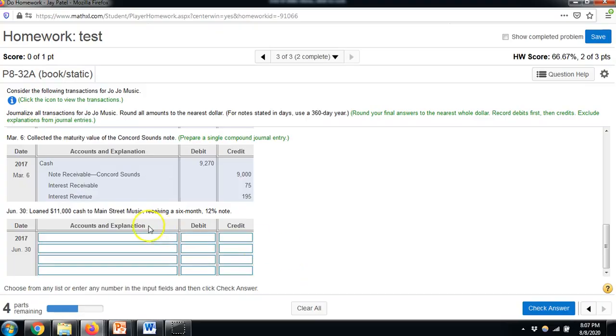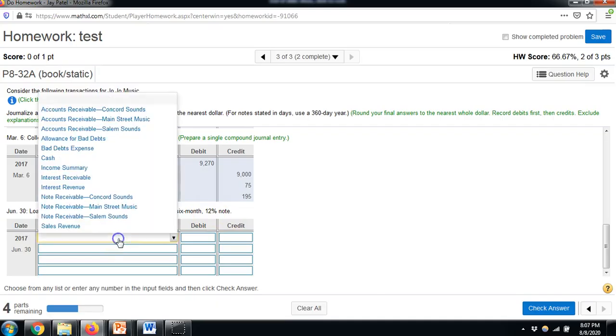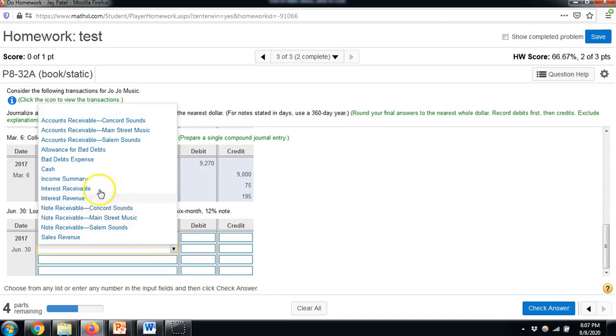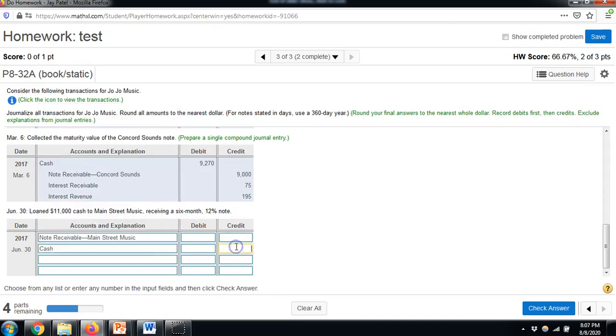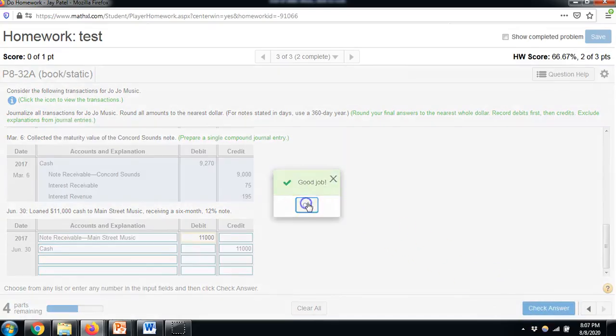Okay, next we have an $11,000 loan that we're giving to Main Street Music, receiving a 6-month 12% note. So we're going to have a note receivable and we're going to be lending cash. This is going to be 11,000. This is going to be 11,000. So I think that's it.